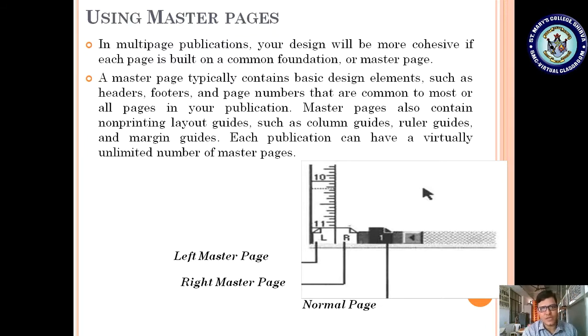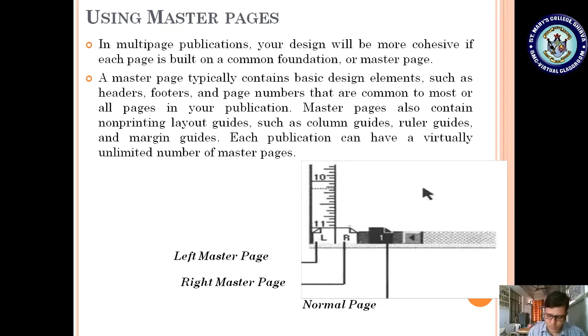A master page typically contains basic design elements. Earlier also we suggested that it consists of headers, footers and page numbers that are common to most or all pages in your publication. A master page also contains non-printing layout guides such as column guides, ruler guides and margin guides. Each publication can have a virtually unlimited number of pages.